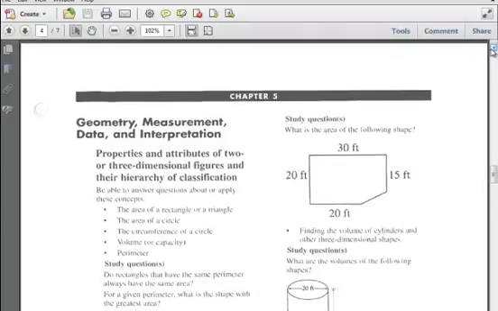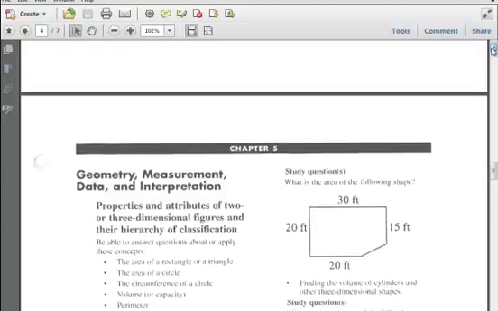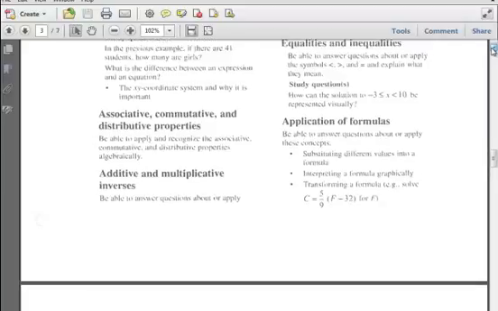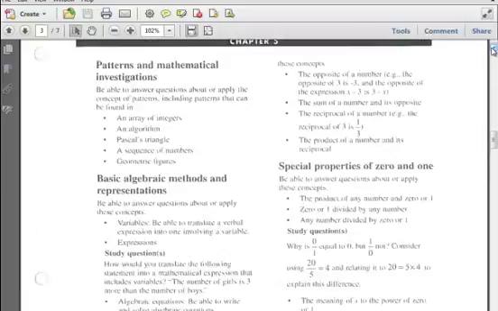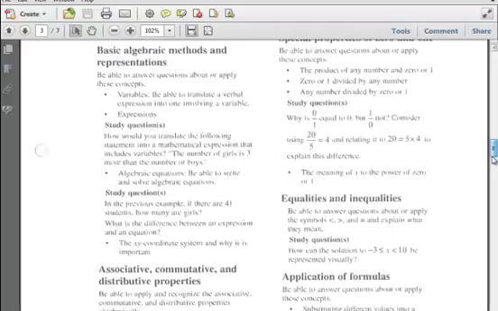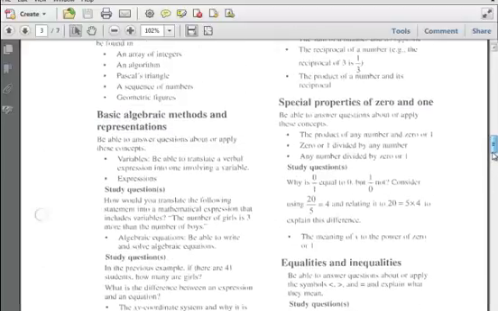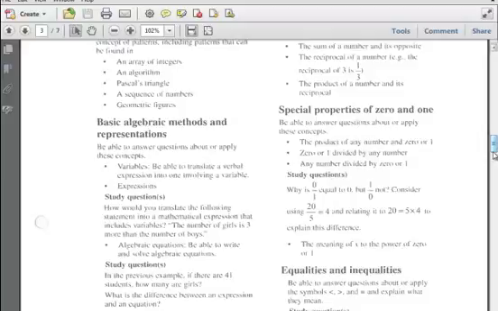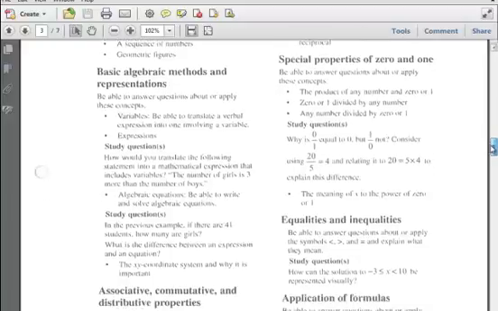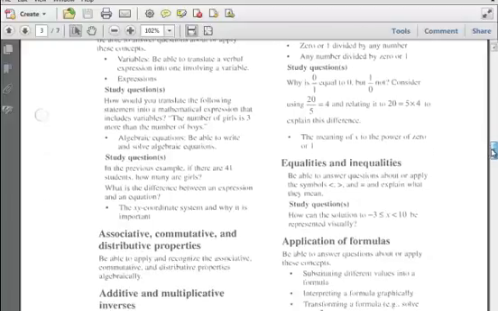Let me go back down with that real quick. I skipped pages somehow. Let's see. Reciprocals, signed numbers, properties of zero. You guys all know you can't divide by zero, right? But you can divide into zero. Yes, that's right. Equalities and inequalities.